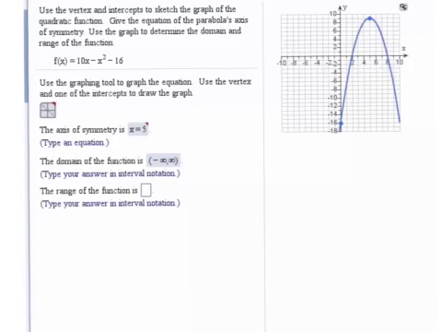In order to graph this quadratic equation, we're going to do several things. But the first thing that we're going to do is find the vertex. And to find the vertex, we use the formula negative b over 2a. That is our x-coordinate of our vertex. And to find the y-coordinate, we plug that back into our function.